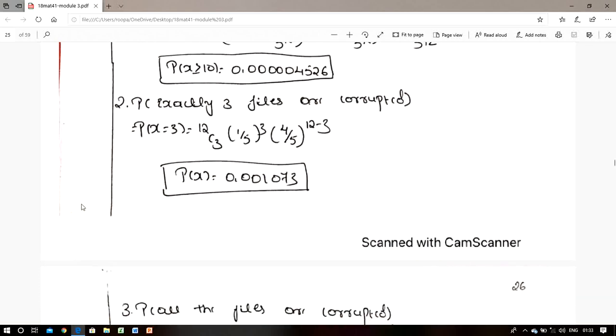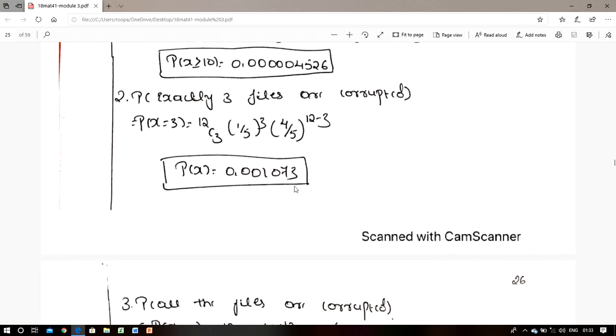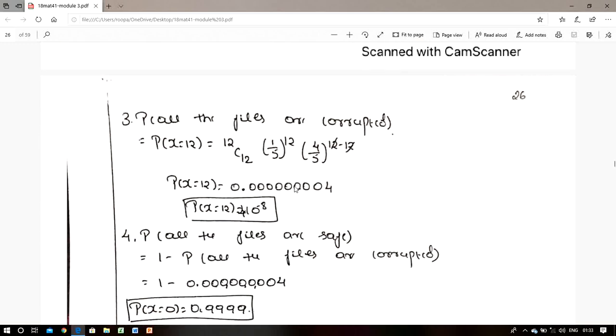Second condition, exactly 3 files are corrupted. Exactly 3 means we take x is equal to 3. X is equal to 3, here we get 12C3, 1 by 5 whole to the power of 3, 4 by 5 whole to the power of 12 minus 3. Simplify, here we get P of x is equal to 0.001073.